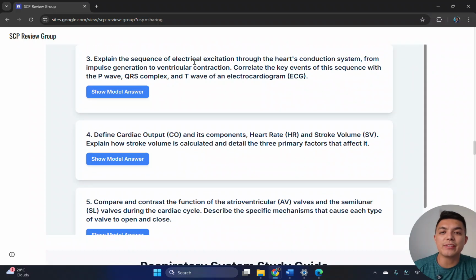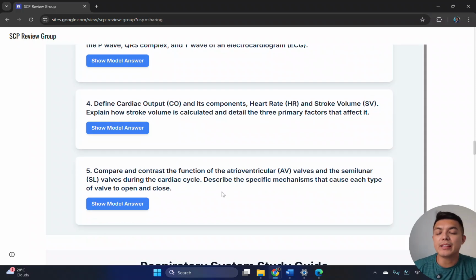So we still have three. Explain the sequence of electrical excitation through the heart's conduction system from impulse generation to ventricular contraction, and correlate the key events in the sequence with the P wave, QRS complex, and T waves in the ECG. Define cardiac output and its components, heart rate and stroke volume, and explain how stroke volume is calculated and detail the three primary factors that affect it. And the last one is compare and contrast the function of the atrioventricular valves and the semilunar valves during the cardiac cycle. Describe the specific mechanisms that cause each type of valve to open and close.